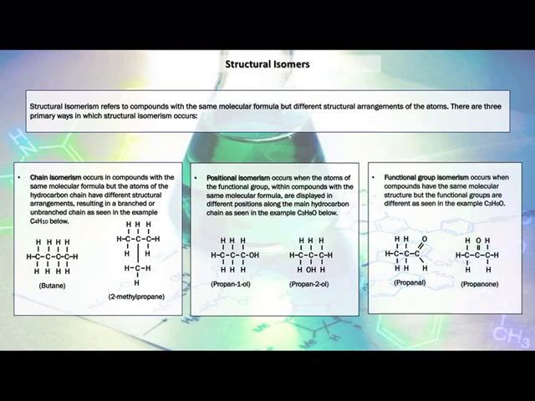Positional isomerism occurs when the atoms of the functional group within the compounds with the same molecular formula are displayed in different positions along the main hydrocarbon chain. Functional group isomerism occurs when the compounds have the same molecular formula, but the functional groups are different, as seen in the example below as well.